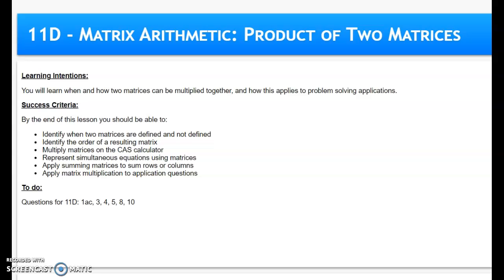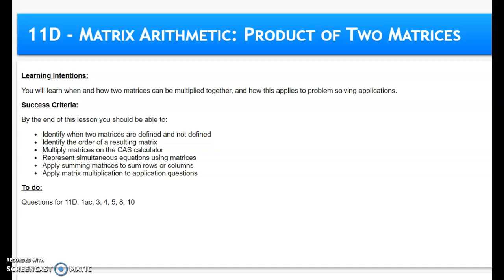Okay, welcome back, guys. Today I'm pre-recording this lesson because there's quite a few big ideas. We're looking at matrix arithmetic and we're looking at the product of two matrices. Now, to get the product, you need to multiply. So first thing you need to know is when two matrices can be multiplied, and then you need to worry about how to do it. And of course, then you've got to apply it to some worded questions.